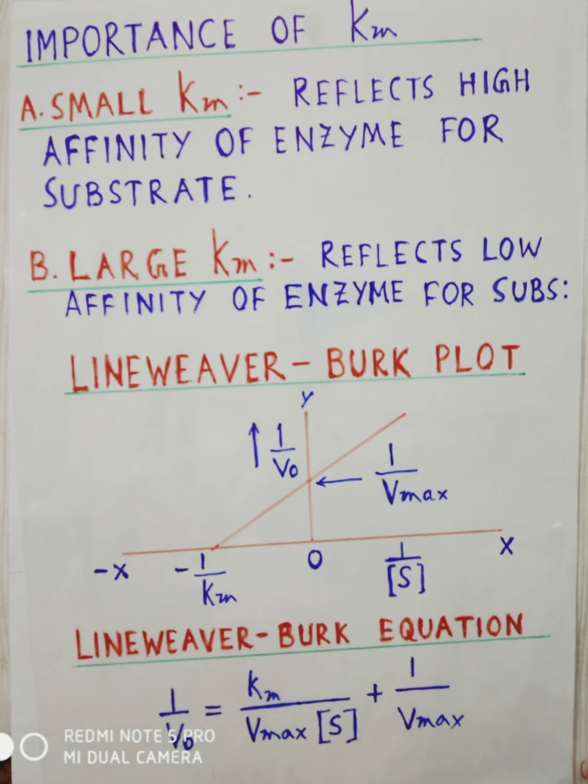And a large or high Km reflects low affinity of the enzyme for the substrate. It indicates weak binding and low affinity of the enzyme for the substrate.